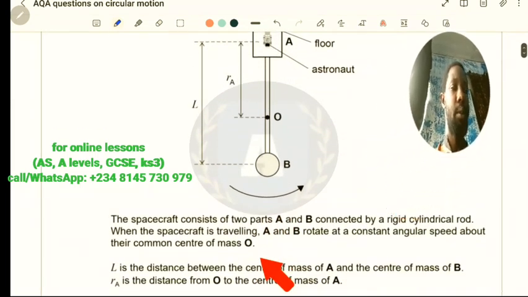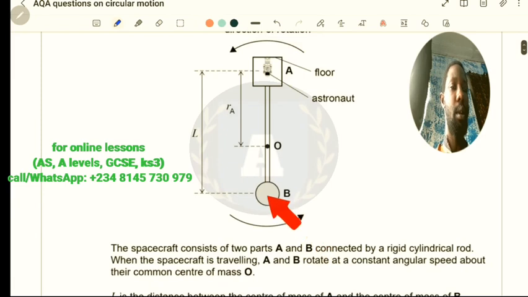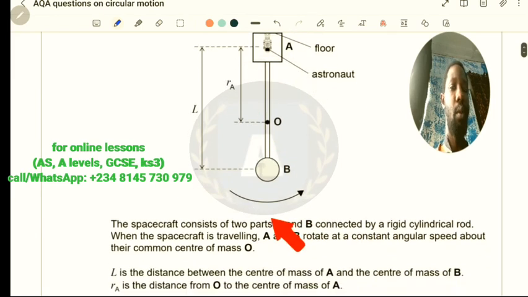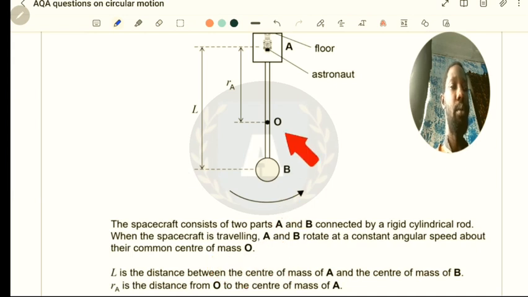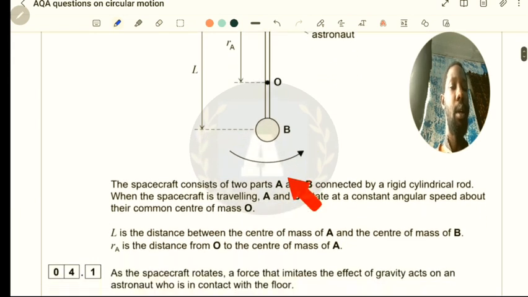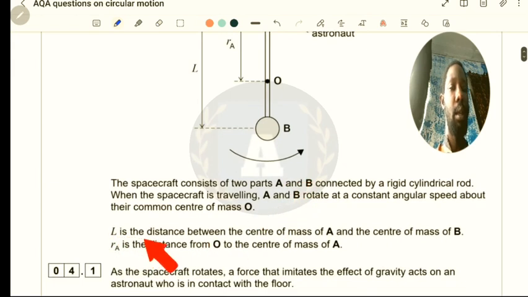The spacecraft consists of two parts, A and B, as we can see on the diagram, connected by a rigid cylindrical rod. When the spacecraft is traveling, A and B rotate at a constant angular speed about their common center of mass, O. Now we have that L is the distance between the center of mass of A and the center of mass of B.